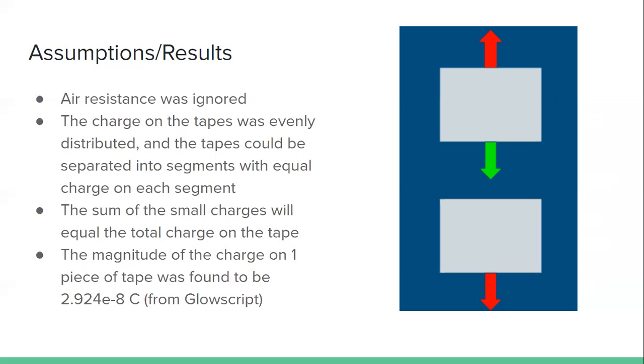On the right, we have a force diagram of the pieces of tape. We have gravity going down, and then we have our electric force going out, since the two pieces of tape repelled each other.